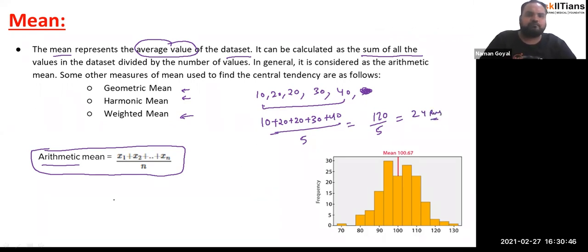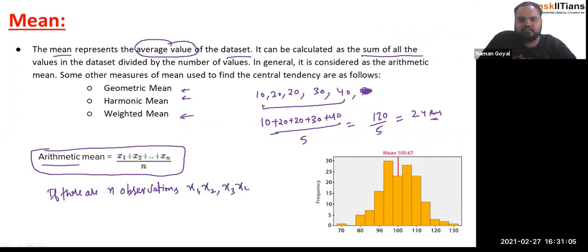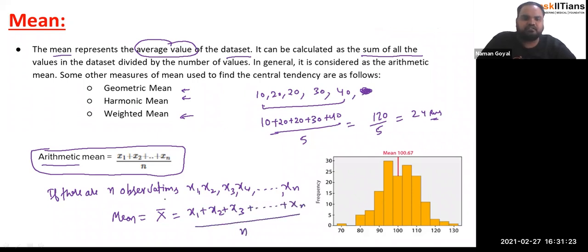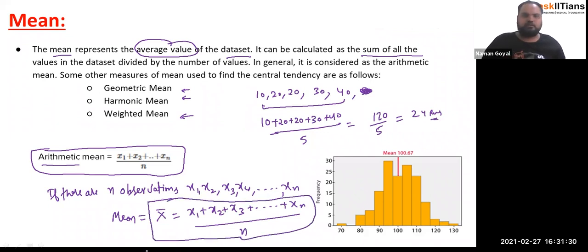Okay, so if there are n observations like x1, x2, x3, x4, and so on up to xn, the value of the mean can be represented by x bar. It will be x1 plus x2 plus x3 and so on, we have to add them, upon the total number of observations, n. So this is the formula we are going to use for mean calculation. Are you getting my point?